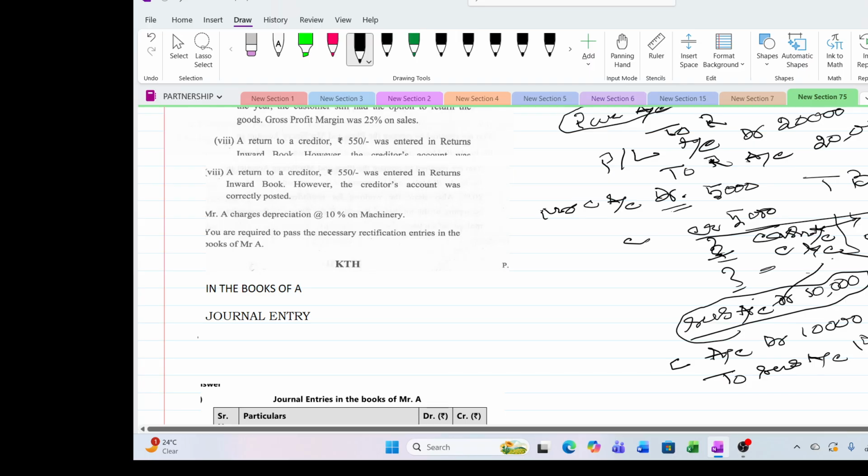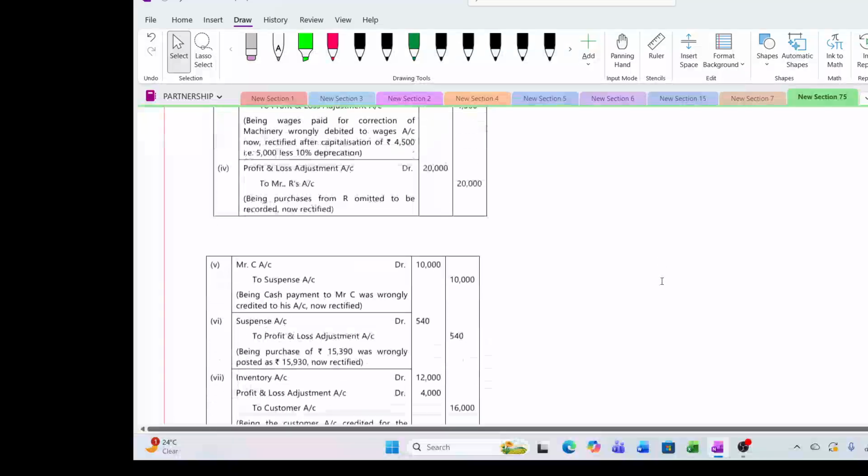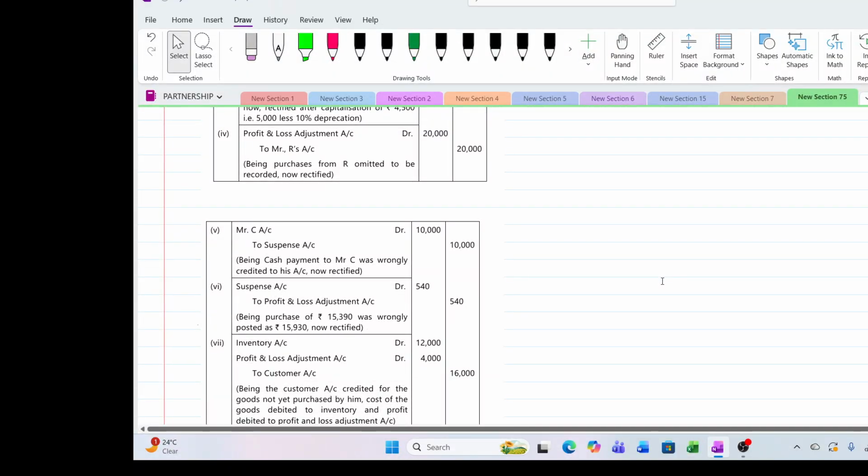Now, for rectifying this, we know that it is a payment made to C, but gone wrong, with the account credited instead of debit. So now we know the reason. So let us do the correct entry. C account is to be debited and reverse the suspense account. Hope it's clear now to all of you. Okay. C account debit to suspense account.